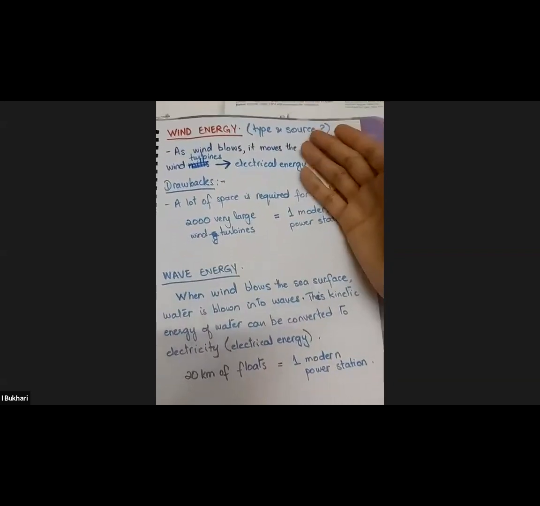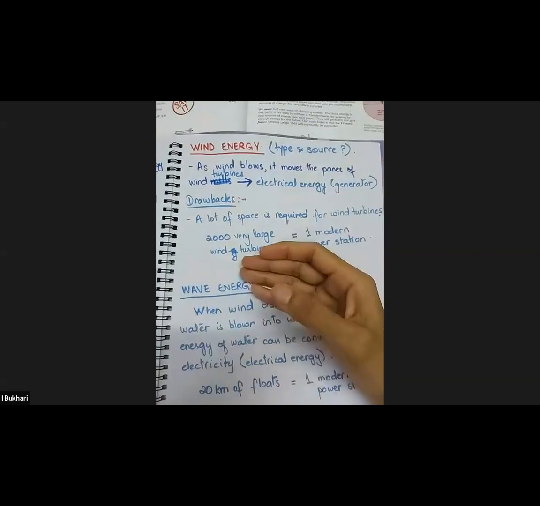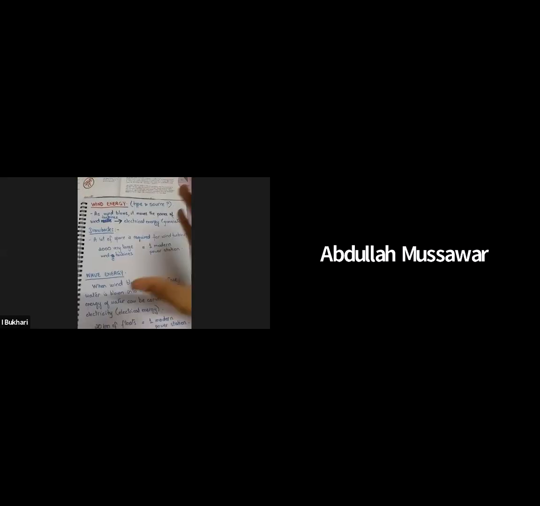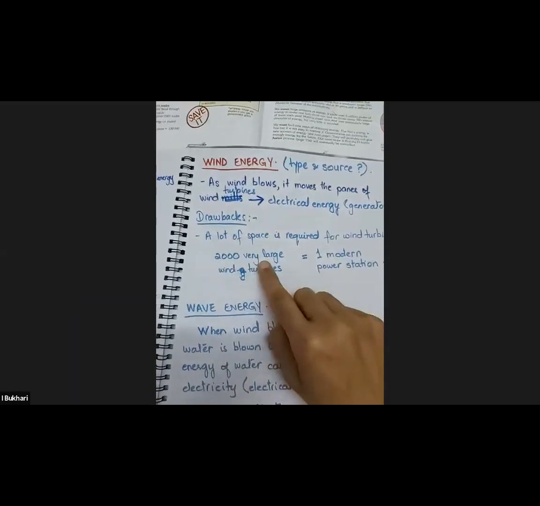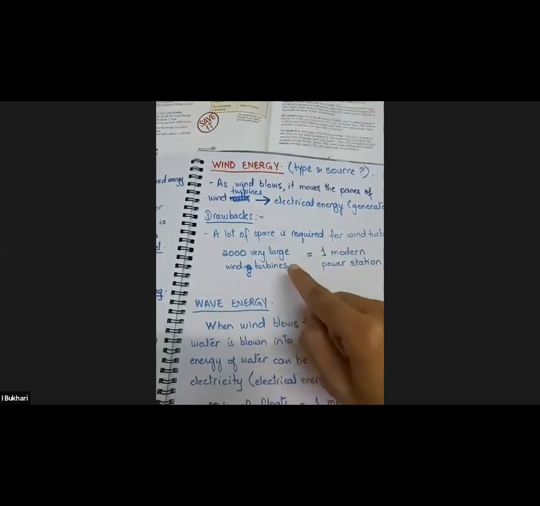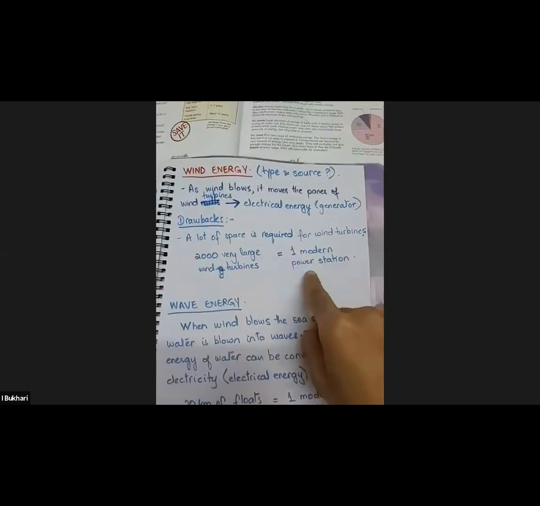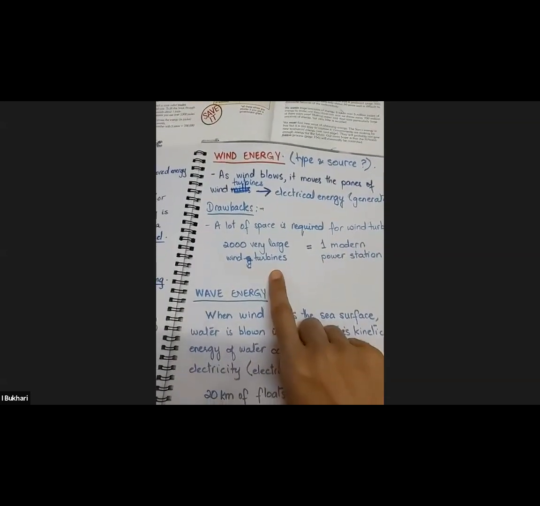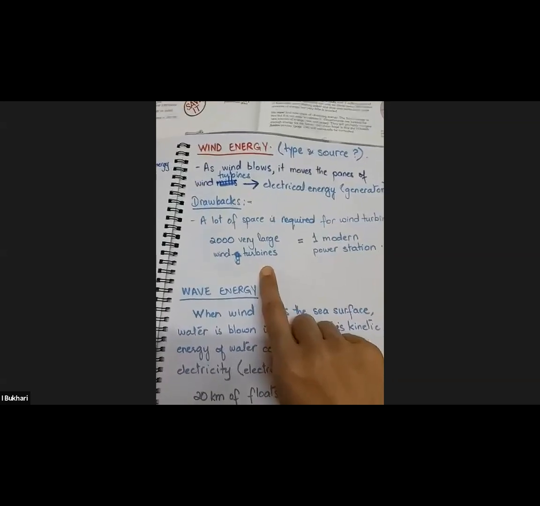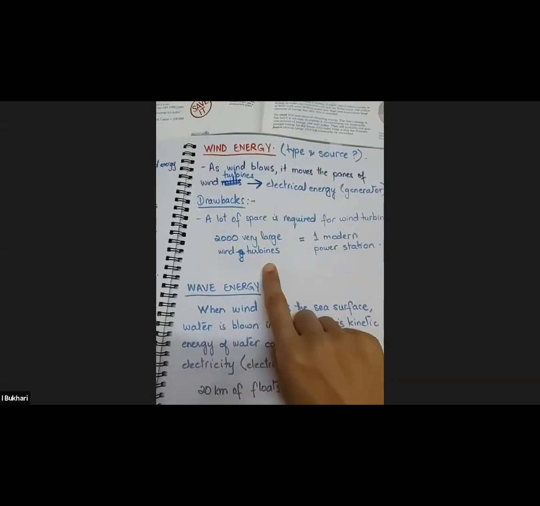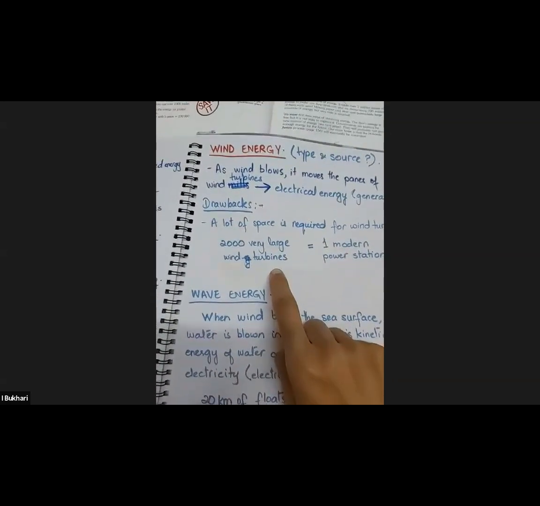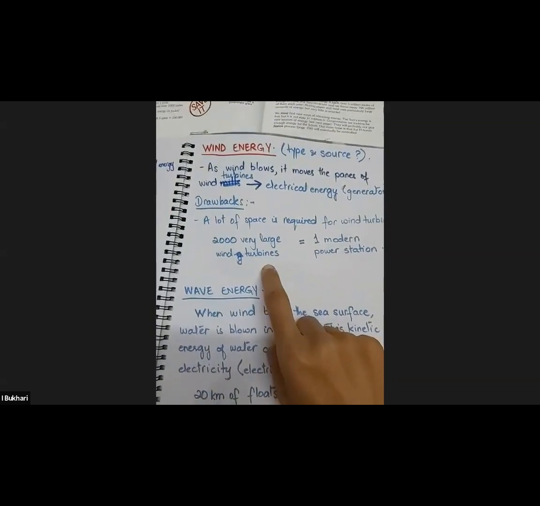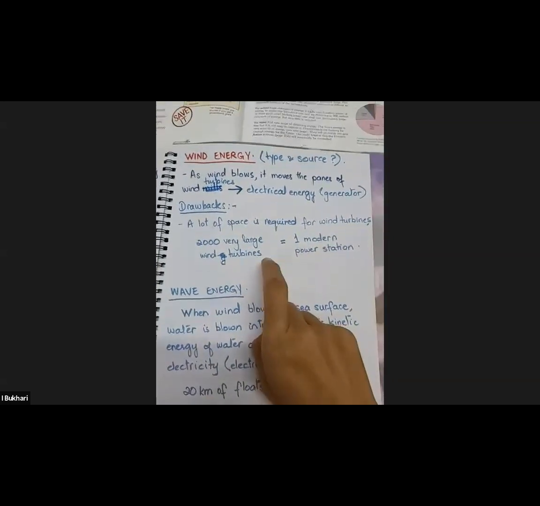But again, the problem is that it's not as efficient as the oil. Okay, why? Because 2,000 very large wind turbines will produce only as much energy as is generated by one modern power station, and that too when there's lots and lots of wind. The wind does not blow every day, and it's not predictable whether the day is going to be windy or not. So those are all the drawbacks. Okay, so this energy is not available all the time.